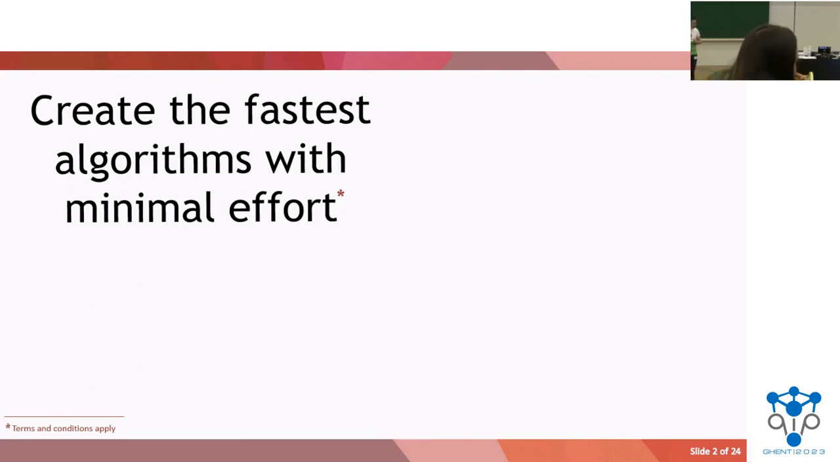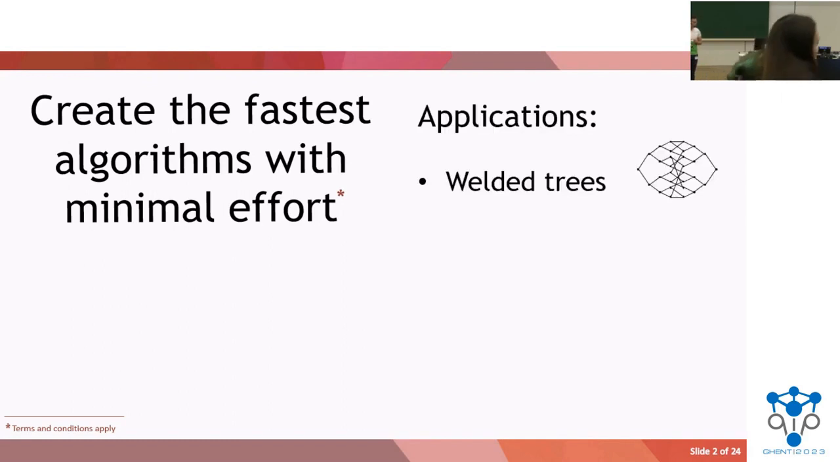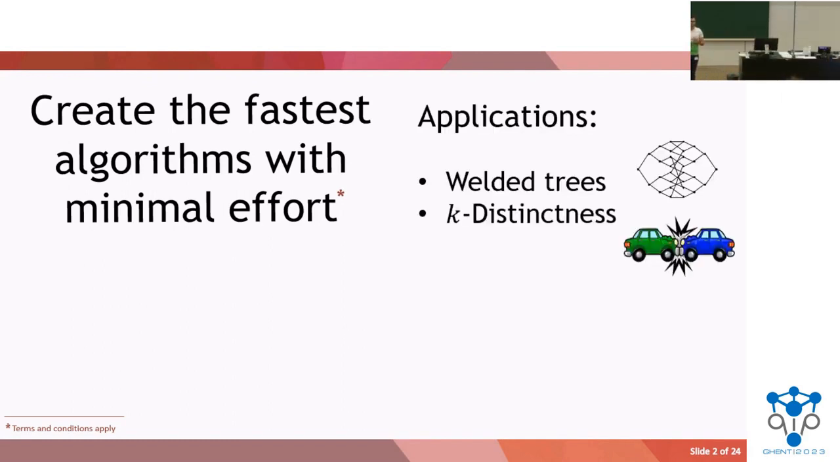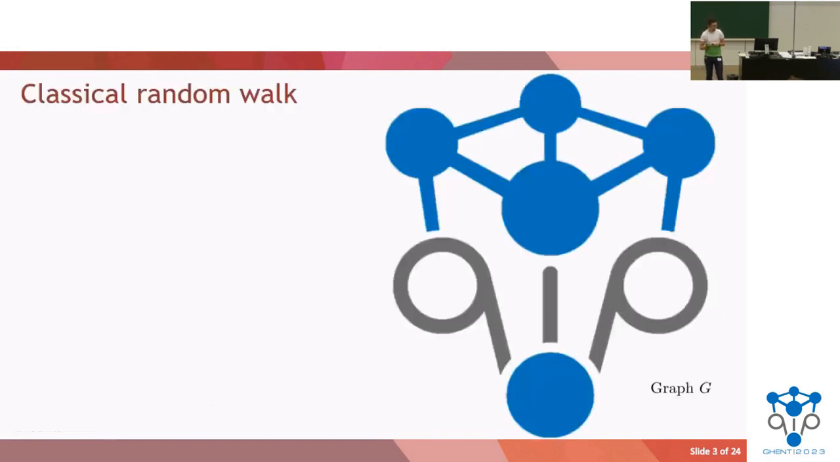And then we apply this to two applications. The first one being the welded trees problem, and the second one being the k-Distinctness problem, where you're looking for k-collisions. Once we get to these applications, I will explain them and I will show you why you should care about them. But first, we will start with the main ingredient of a recipe, namely random walks.